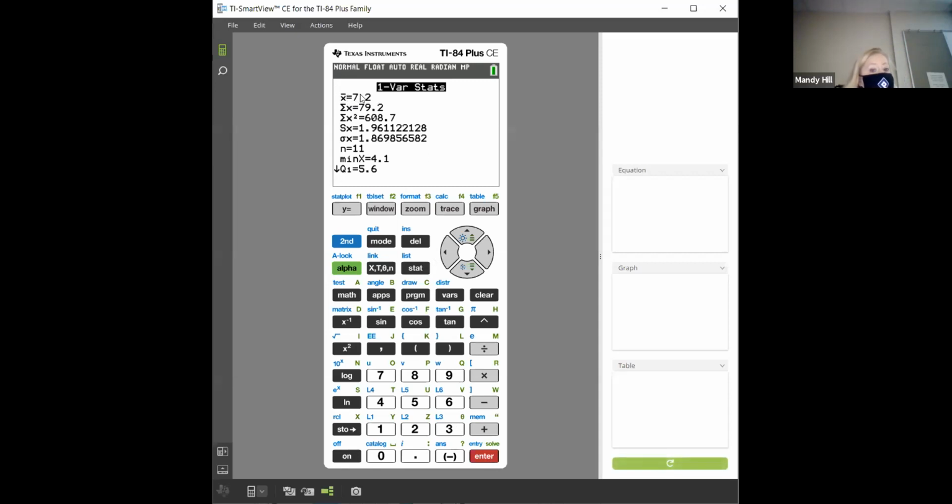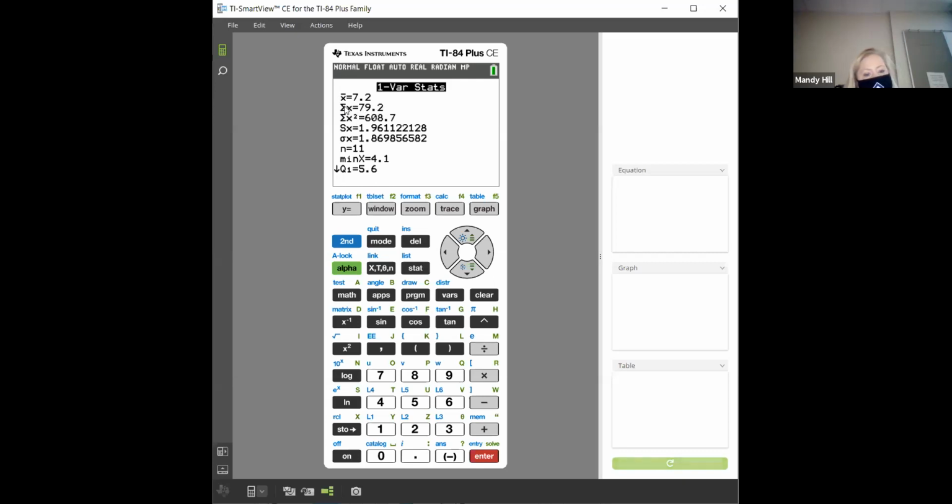X bar means mean, okay? So we've got a mean of 7.2. We're going to write that down in a minute. This right here is the summation, so 79.2. This would be what all the minutes were if I added them all up.